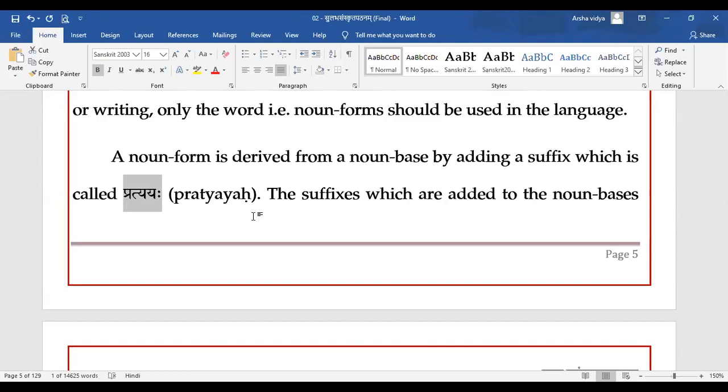Dhatu plus some suffix. We are not discussing about suffixes; many suffixes are there, and we are not discussing what those suffixes are. Shabda plus suffix gives Namapadam. Dhatu plus suffix gives Kriyapadam. Right? And a suffix is called Pratyaya.